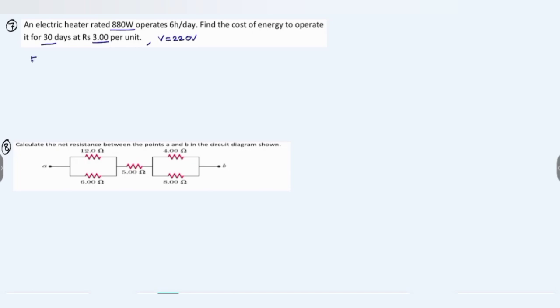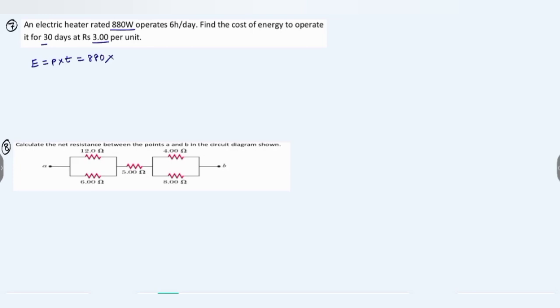Energy we have to find. What is the energy formula? Energy is equal to power into time. No need to take voltage here. Voltage is not required, so we can directly find the energy. The energy formula is power into time, and the power is given as 880 watt.